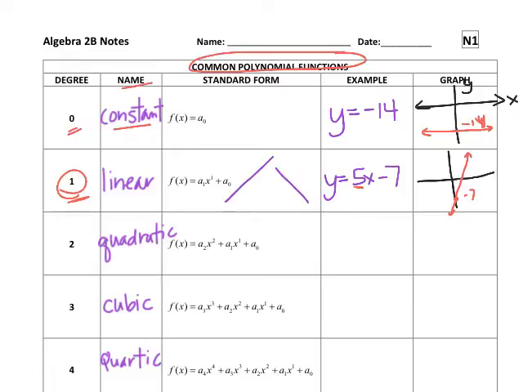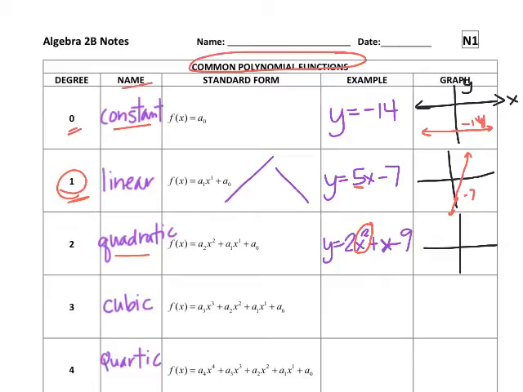Now, last semester, we studied quadratics quite a bit, and quadratic functions have a squared term. So y equals 2x squared plus x minus 9. That is what we mean by a quadratic because it has this x squared term. And remember, when you were graphing these, they were always in the shape of a U, whether it was a downward shaped U or an upward shaped U.